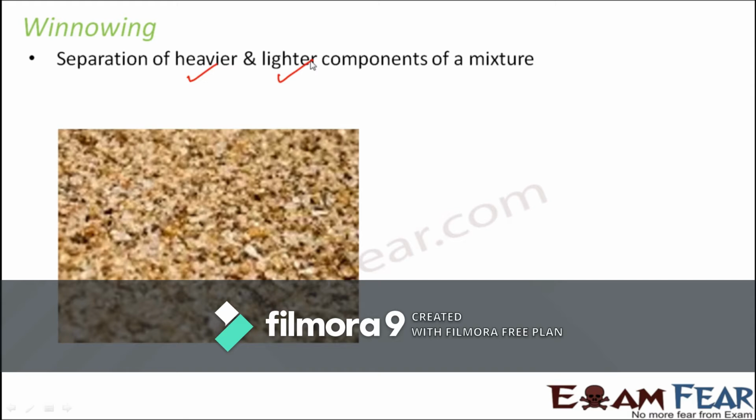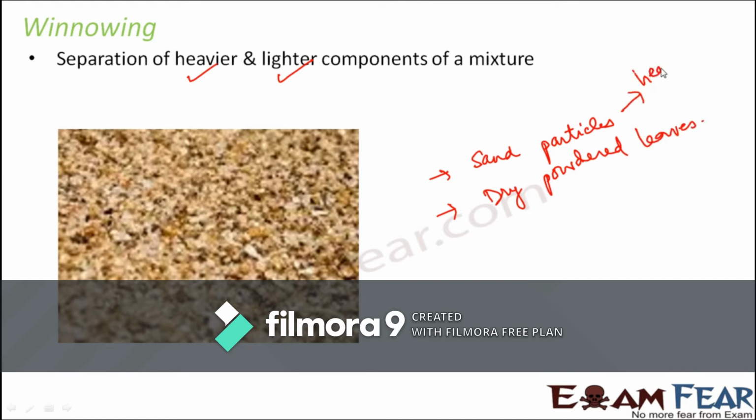The second option, threshing, will also not work, because even if you beat them, nothing will happen. In that case also they will not get separated. But when you compare the two, the sand particles on one hand, which are one component of this mixture, and the dry powdered leaves as the other component, you would see that the sand particles are heavier and the dry leaves are definitely lighter. This is something where the two differ. One is heavy, the other one is light. So this is where winnowing helps.